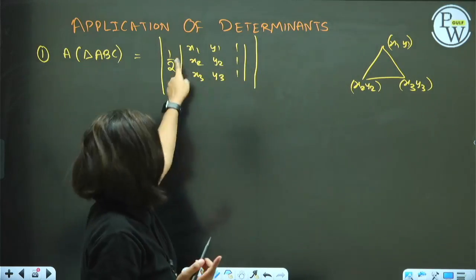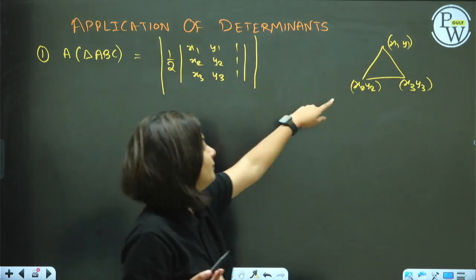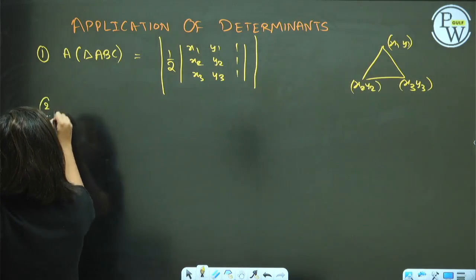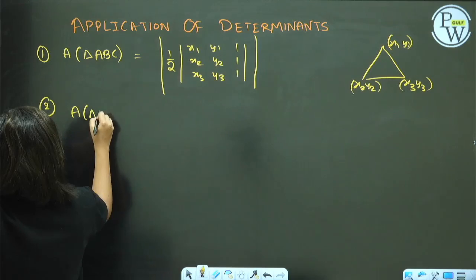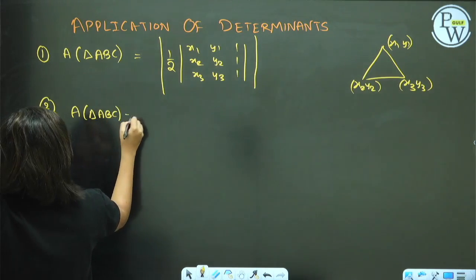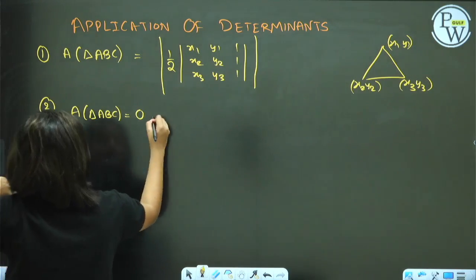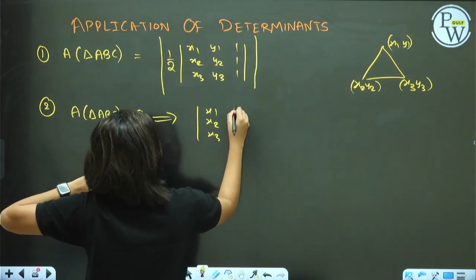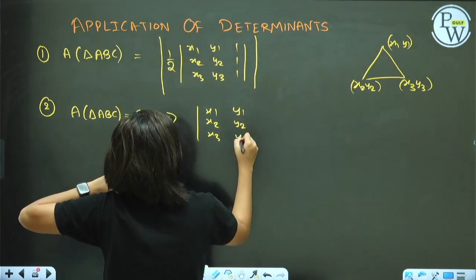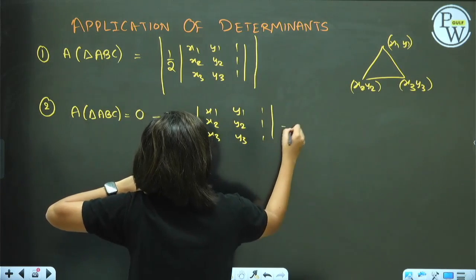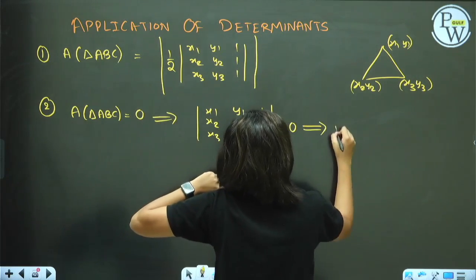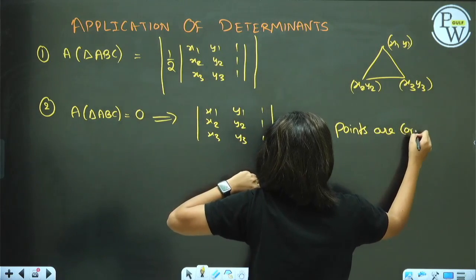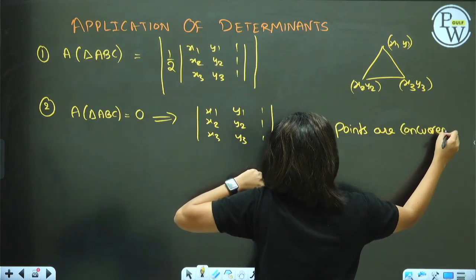What will happen if this area comes out to be 0? If this area comes out to be 0, then what do we conclude? Or this determinant x1, x2, x3, y1, y2, y3, 1, 1, 1, if it is 0, that means the points are collinear.